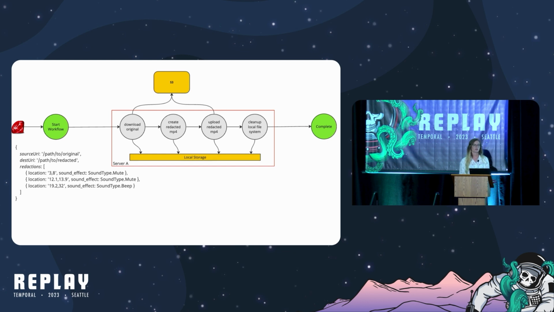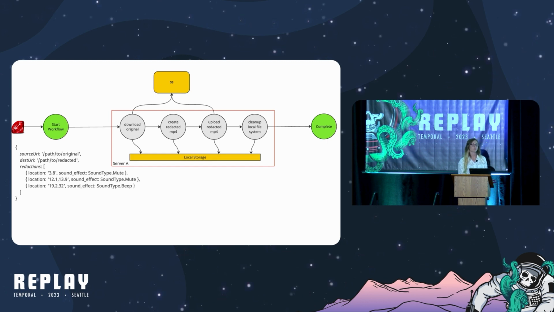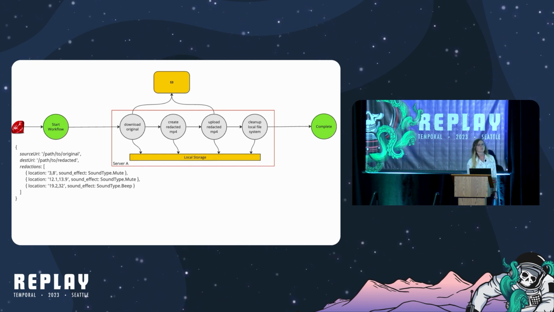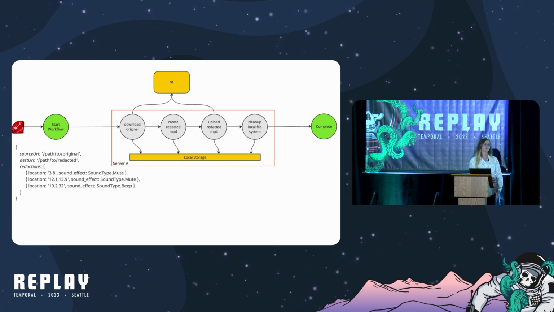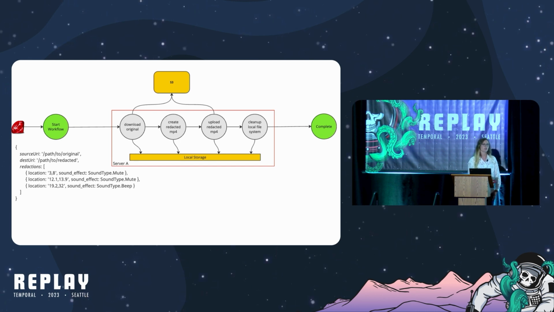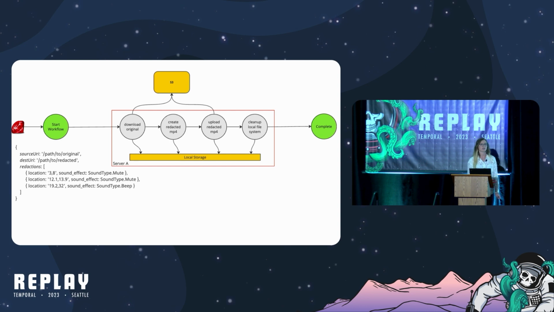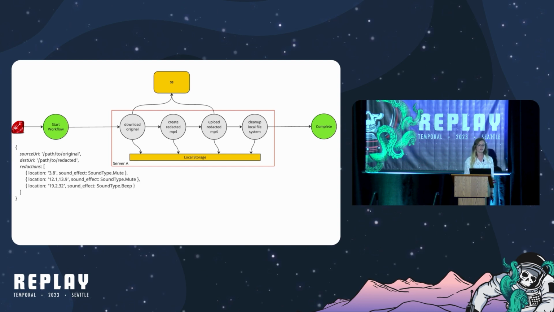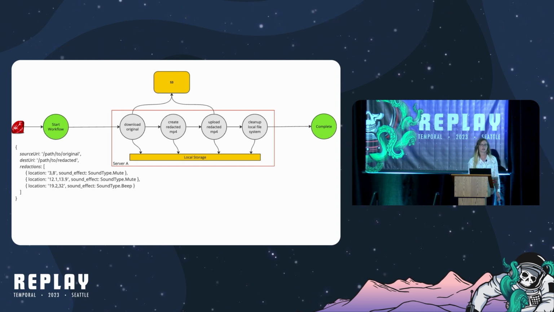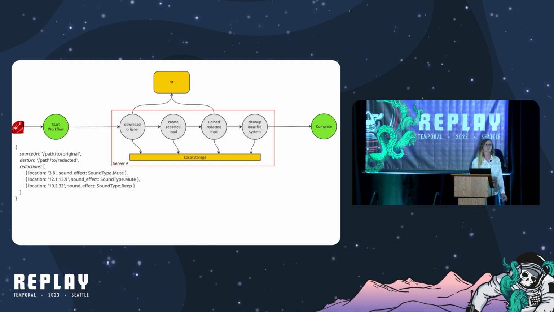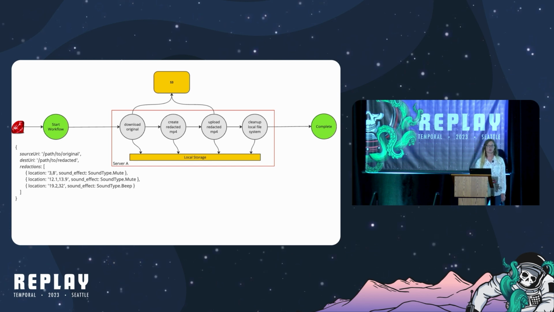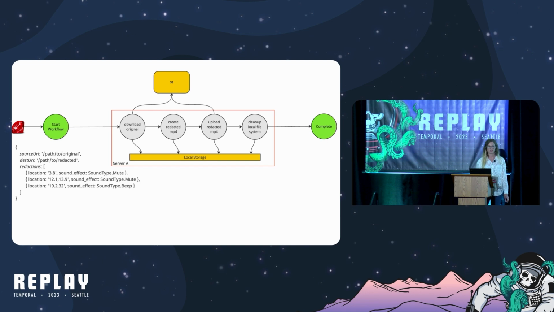So this is what the workflow itself looks like. It's quite simple. As you see, as input, we give a path to the original audio file, which is just in S3. We also give a path for where we'd like the redacted audio file to be stored, as well as an internal contract we came up with for what portions of the audio should either be silenced or removed and replaced with a beep.